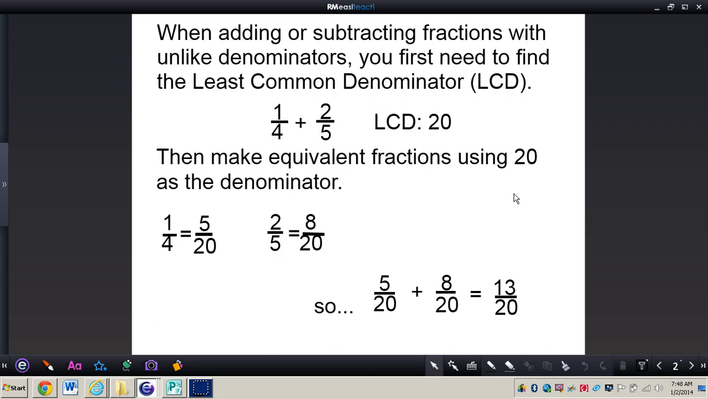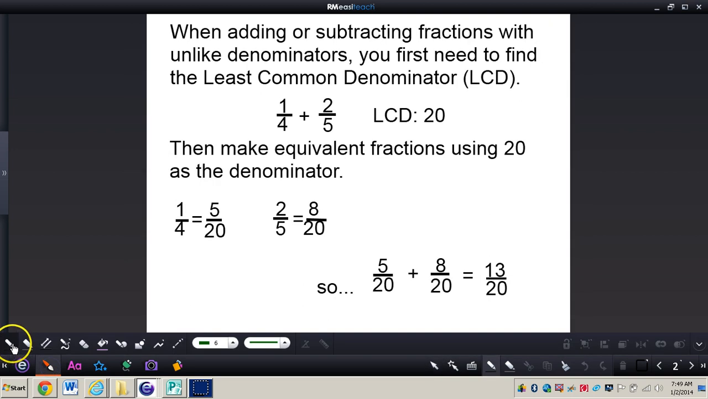So I want you to write the following notes down in your notes, and it's important to understand that whenever you're adding or subtracting fractions with unlike denominators, the first step is finding the least common denominator, or the LCD. Now I'm going to show you quickly how to find the LCD, and then we will work through these types of problems together in this video.